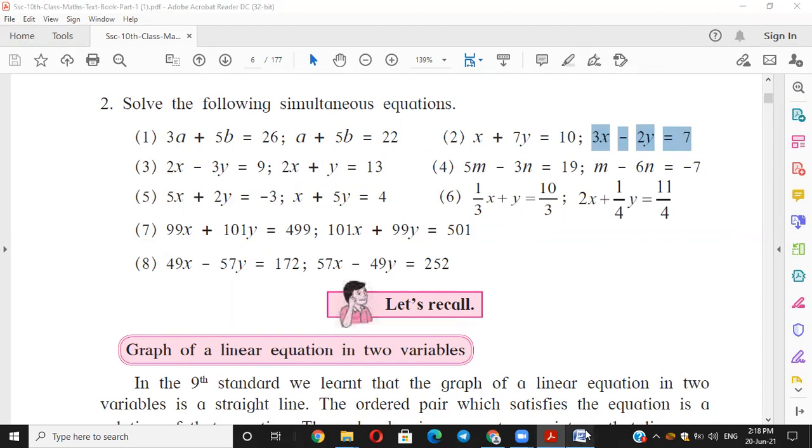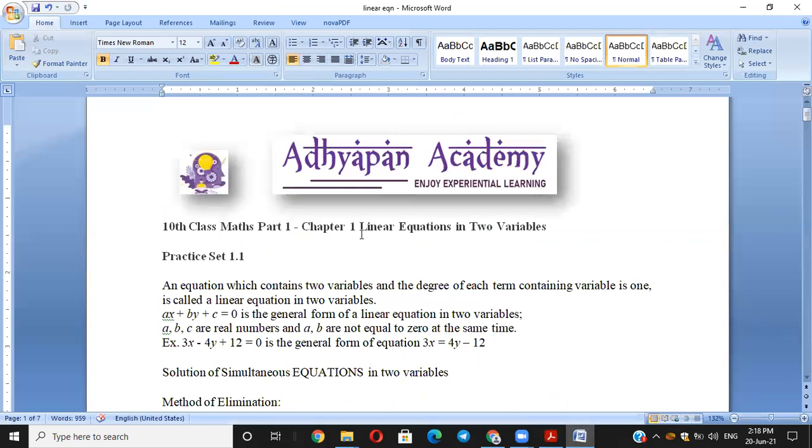Okay, but before solving the equations, let us see what are linear equations in two variables. A linear equation in two variables means an equation which contains two variables in it, that is a or b or x or y or m and n, whatever name you want to give. These are two variables. Variables means variables can take any number, and constant means the number is constant, it cannot change.